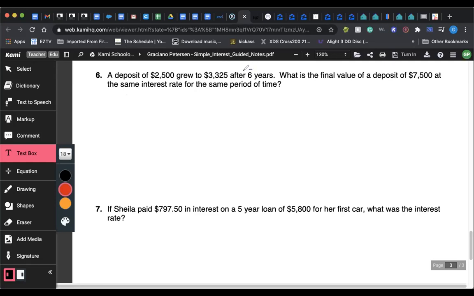So we have the time, right? Yes, after 6 years. So they're really trying to get us to figure out the rate. So we have to use this formula, rate equals I divided by PT, but there's one more complication. They didn't give us the interest. We have to figure out the interest. How do we figure out the interest?